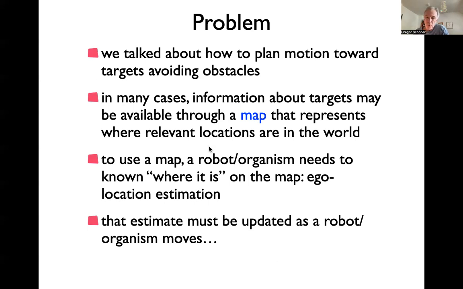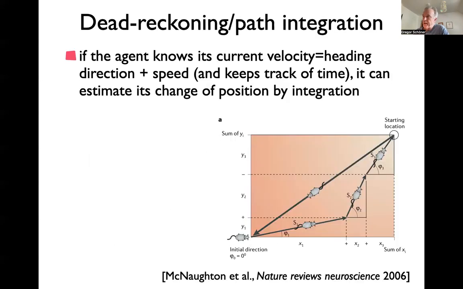And so I'll take this apart now and look at the different components. So one component is how you do this updating. And that's what I'll start with. This is the notion of dead reckoning or path integration, a couple of different words for that. So let me first say what that is.